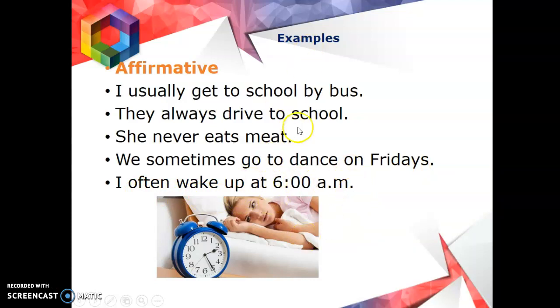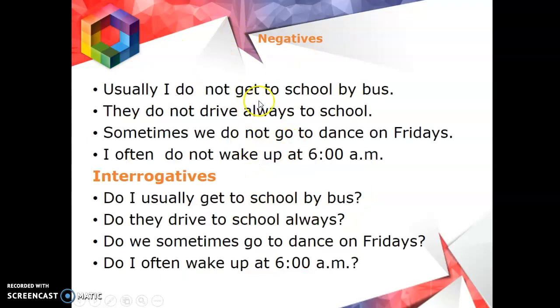Then from these affirmative sentences, it's good also to put them in the negative forms, and the negative form will be as follows. Usually I don't get to school by bus. They don't drive always to school, or they do not drive always to school. Sometimes we do not go to dance on Fridays, or sometimes we don't go to dance on Friday. I often do not wake up at 6 a.m.